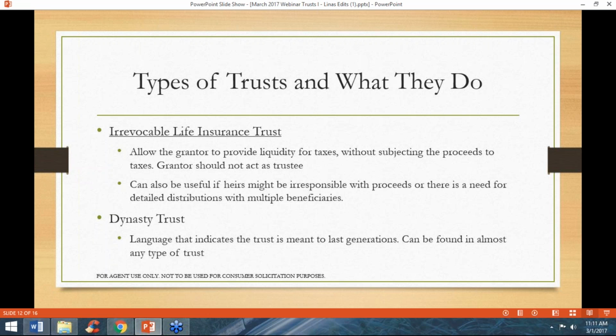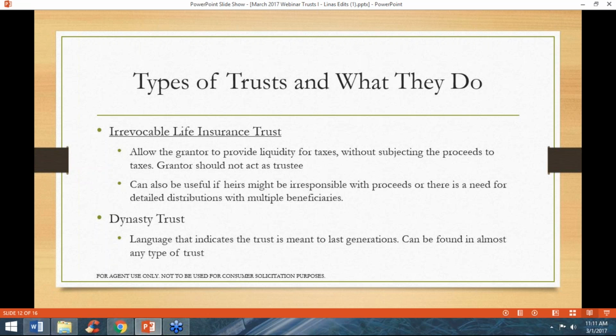But ILITs can be useful for non-tax reasons as well. A grantor may create an ILIT when their heirs are not responsible with money, or if they have complicated beneficiary needs. ILITs also have their drawbacks, namely being irrevocable, which makes them hard to almost impossible to change.